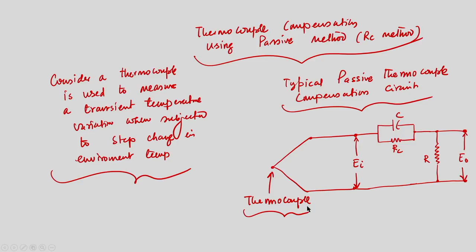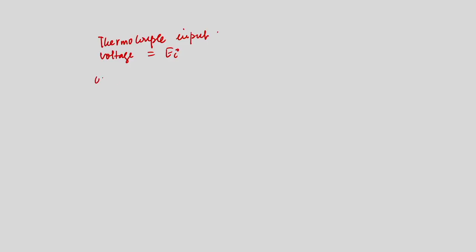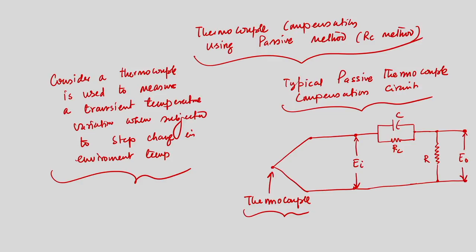So, the typical passive thermocouple compensation circuit is shown here, and now I am writing what is EI, what is E naught, and what is R. The thermocouple input voltage is EI. Output voltage is E naught. Right. So that means the thermocouple input voltage is EI and output voltage is E naught.